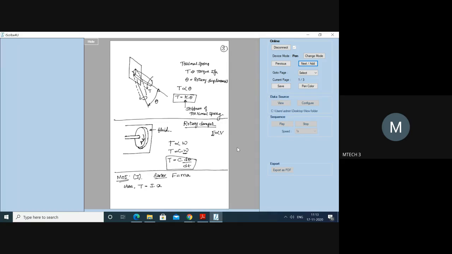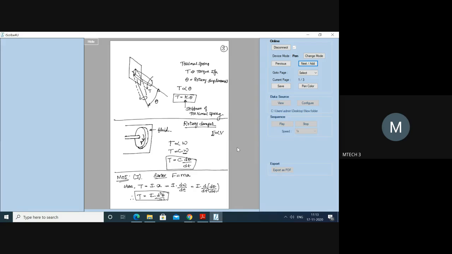I into A. So what is I? I will be as it is. A will be d omega by dt. Correct? So I'll keep I as it is, and I'll express omega in terms of theta, so it is d theta by dt. Therefore, T will be equal to I into d square theta by dt square. Okay. So this is with respect to the moment of inertia.